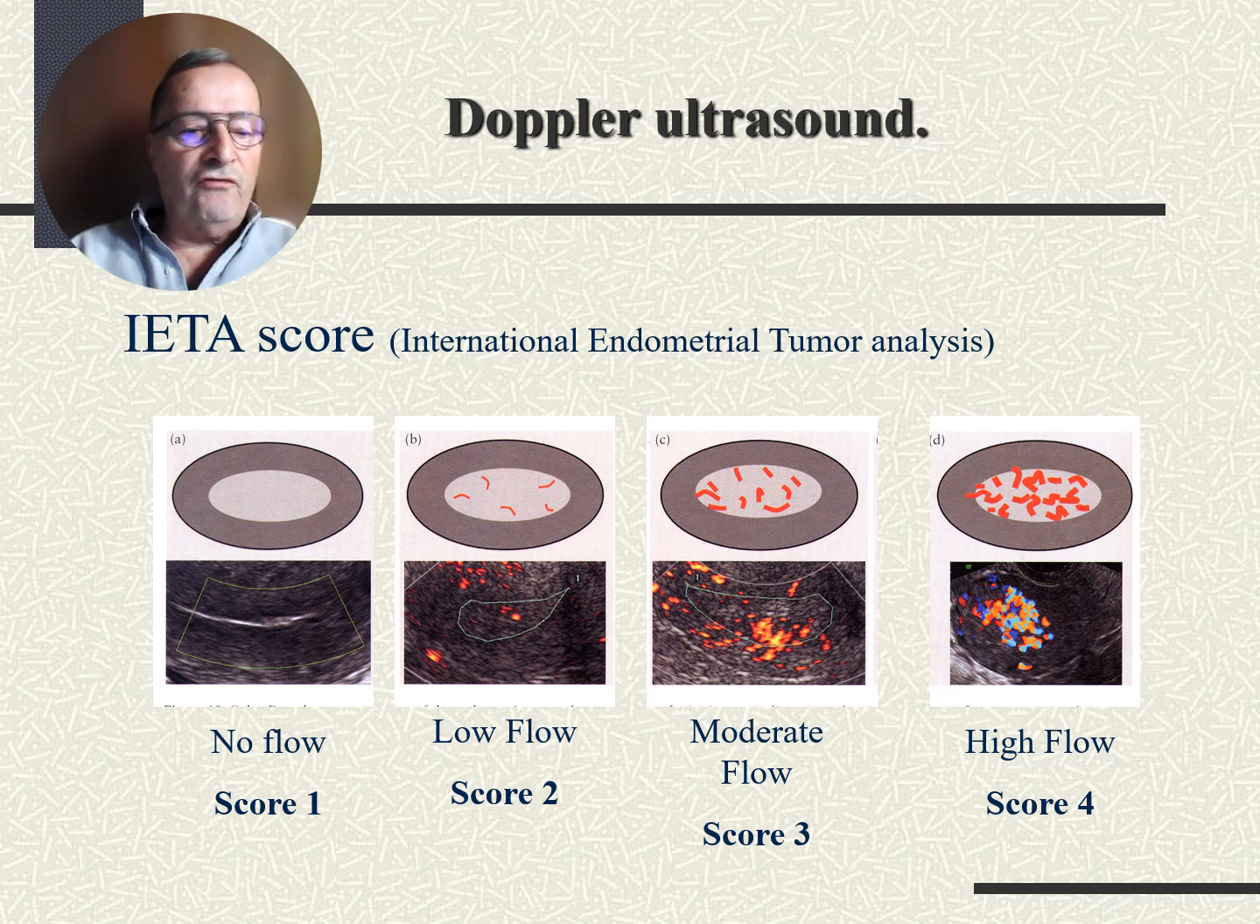This score consists of 4 categories. Score 1, when there is no flow into the endometrium. Score 2, when there are small vessels inside the endometrium. Score 3, where there is moderate flow, and score 4, when the endometrium is fully filled with the Doppler flow.